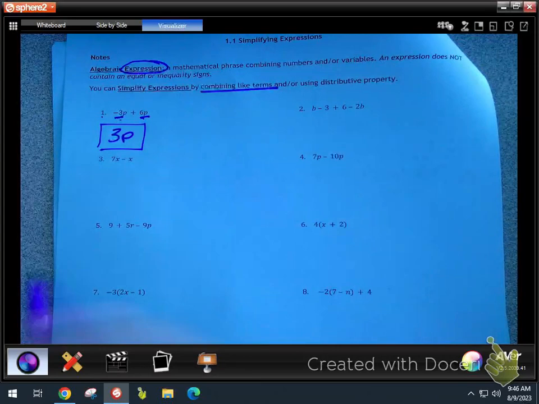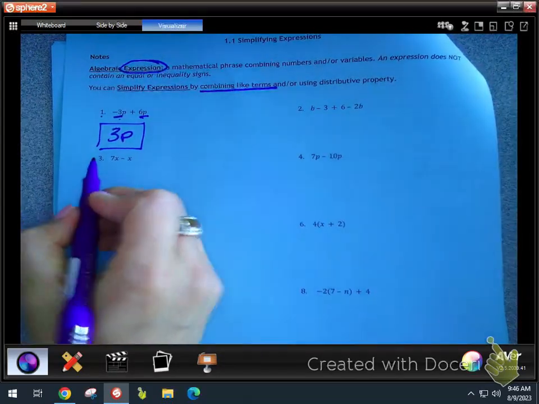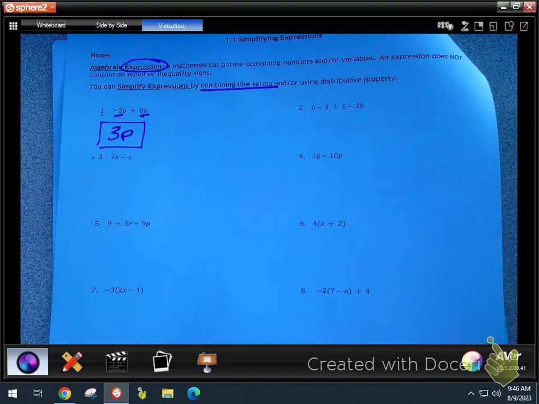Okay, let's talk about number 3, and then I'm going to have you guys try 2 and 4 and 5. I'm going to talk about number 3 really quick. How many terms do we have on number 3? 2 terms. What's the coefficient of the first term? 7. What's the coefficient of the second term? 1. What kind of one?